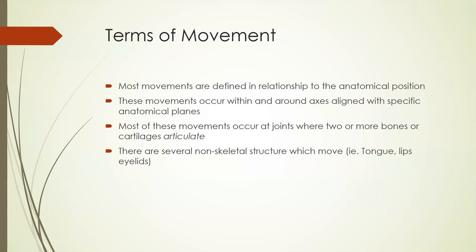When we have movement at a joint, there has to be two bones that come together with cartilage. So I say that most of these movements occur at joints where two or more bones or cartilages articulate. So when bones come together to form a joint, we say that they articulate. Now we do have a number of structures that are non-skeleton, which do move, such as your tongue, your lips, and eyelids. So we don't have a bony joint per se at those structures, but the muscles do influence those areas to move.